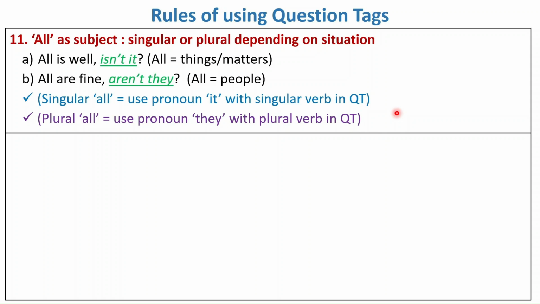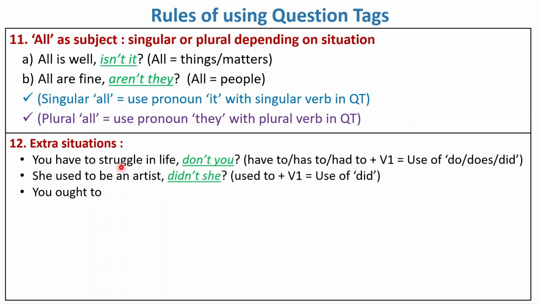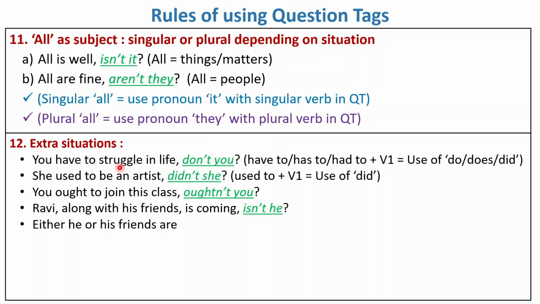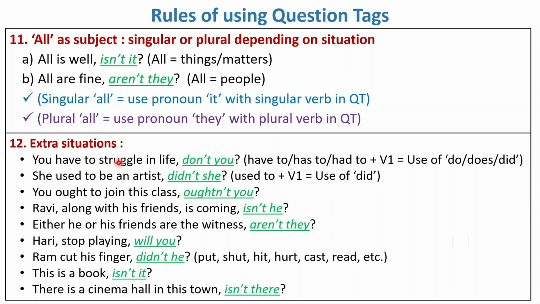Let's observe some extra situations. You have to struggle in life. Have to plus V1, has to plus V1, had to plus V1. If we see this type of structure in sentence, then we have to make use of do, does or did accordingly. Have to plus V1 छ भने do use गर्नु, and we use does if there is has to, we use did if there is had to in sentence.